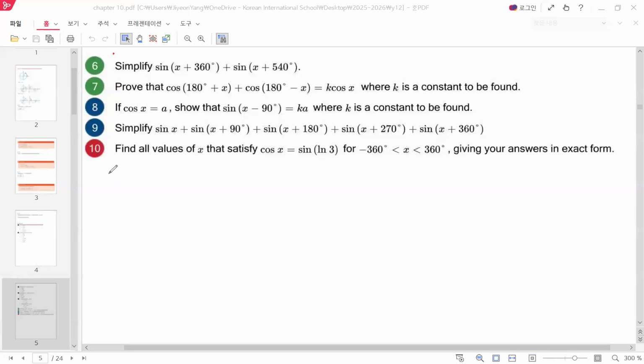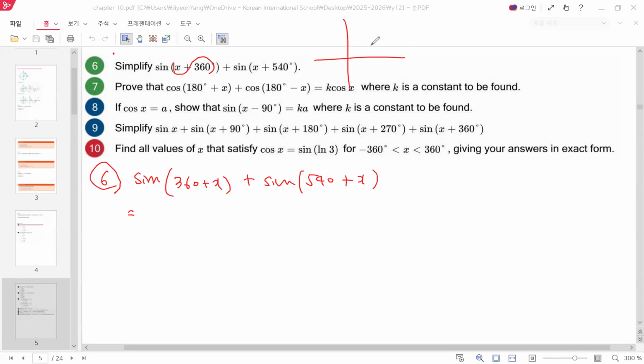Okay, students, firstly, let's solve question number 6. Can you see this? So simplify these two. Normally, for us, it's easier to consider switching their position, right? So sine of 360 plus x plus sine of 450 plus x. It's easy. And then 360 plus x means 360 and x, right? It's the same as basically just x. Do you understand?